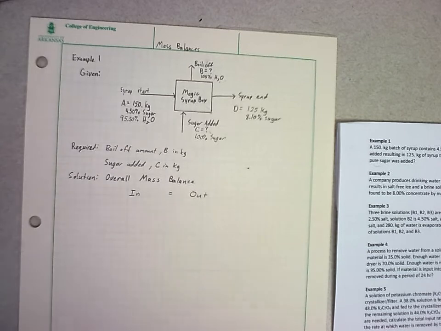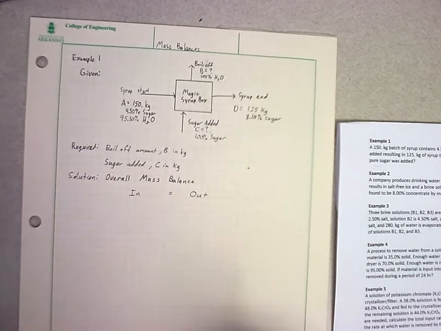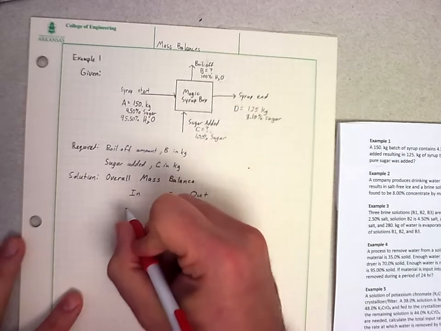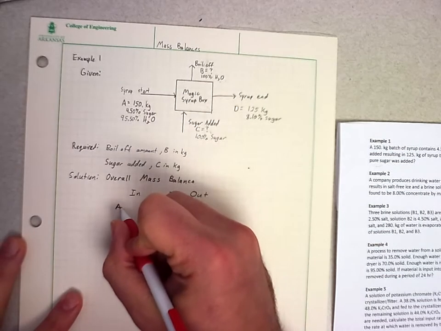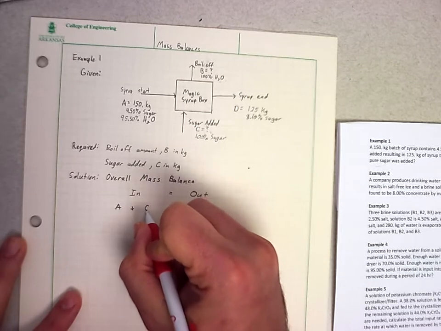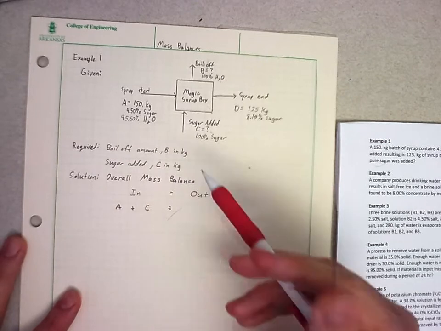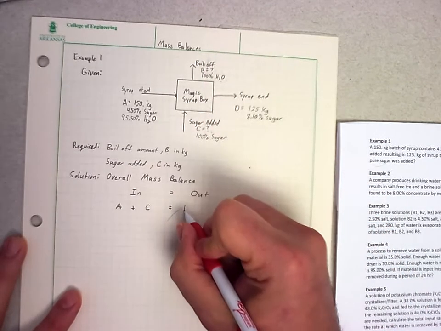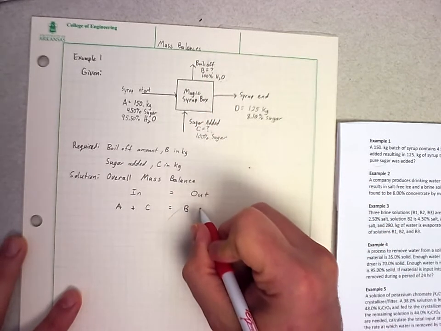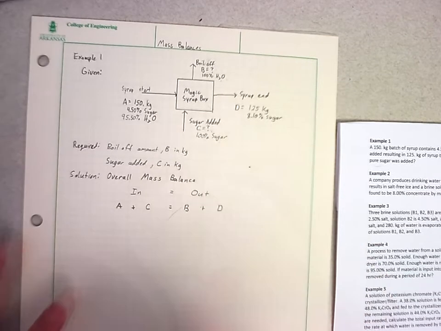All right, so my tool for figuring this out is first using the mass balance. And so I'm going to do an overall mass balance. And remember, my law of conservation of mass tells me that in is going to equal out. So which streams are going in? I know that A is going in, and C is going in, has to equal what streams are coming out. Well, B is coming out, and D is coming out.